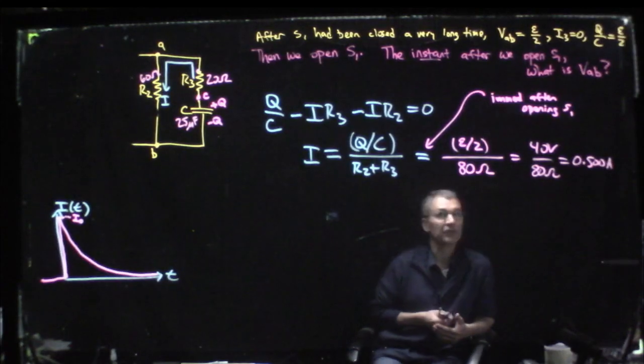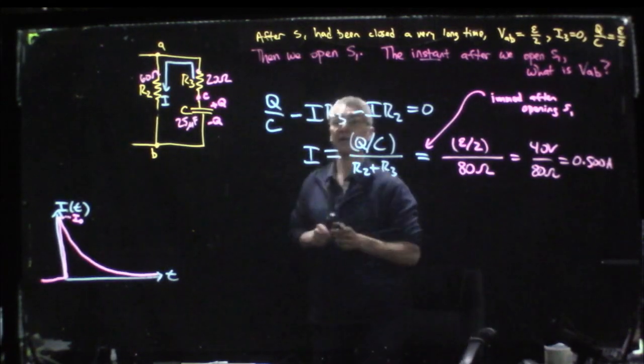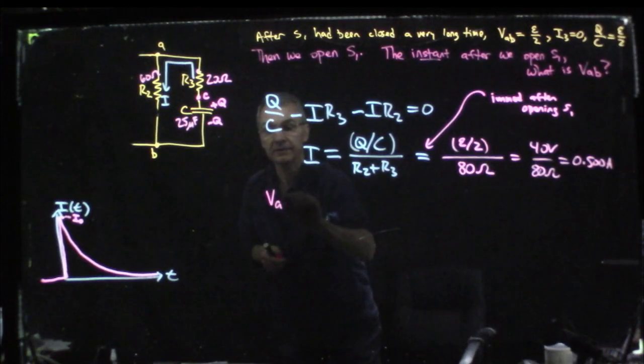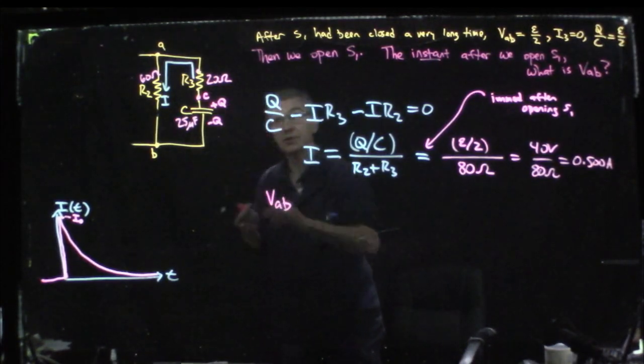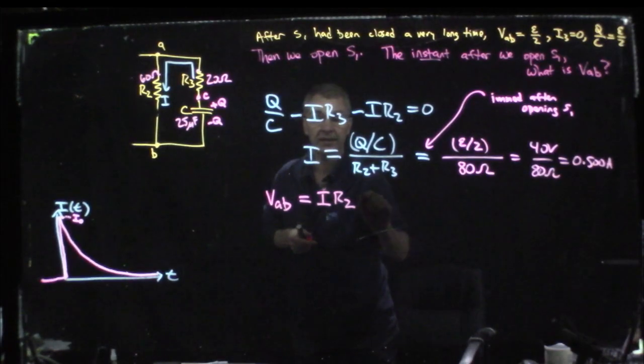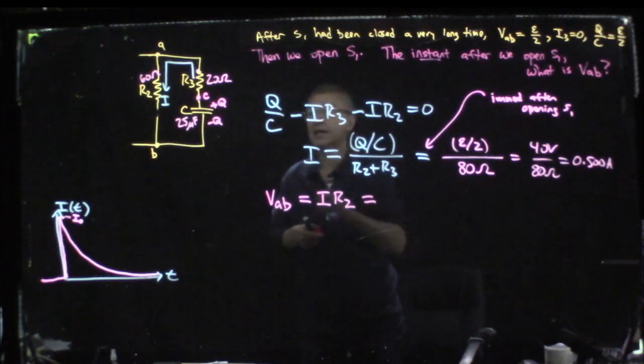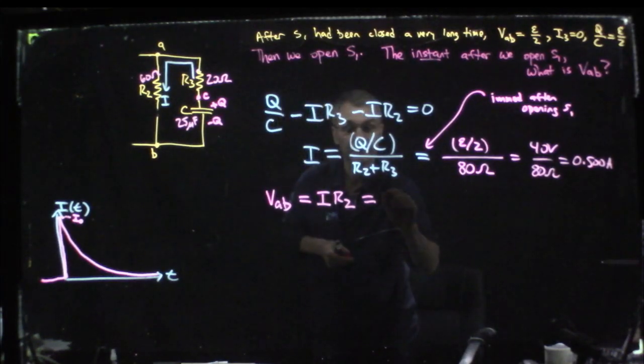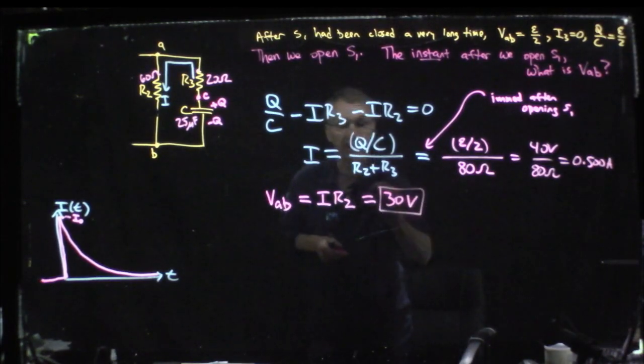That's what we need to get the answer. Now, VAB, that's like VA minus VB. VAB is just I R2, and so that must be a half amp times 60 ohms, so that is 30 volts. Okay, so that's the answer we're looking for.